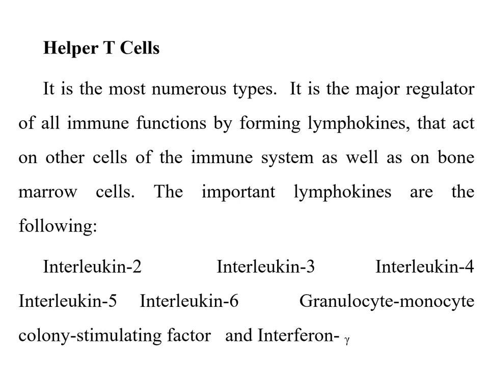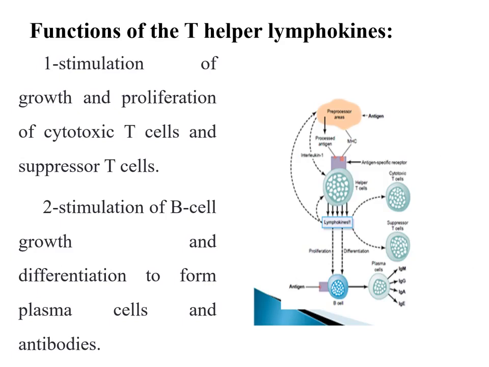What are the most important types of the lymphokines? Are the following: interleukin 2 up to the interleukin 6, and the granulocyte monocyte colony stimulating factor in addition to the interferon. What are the function of these T helper lymphokines?